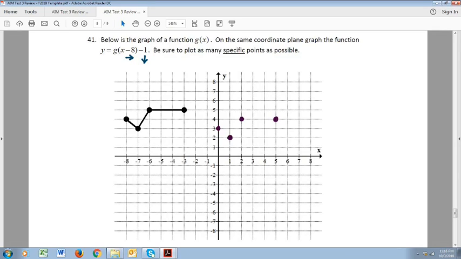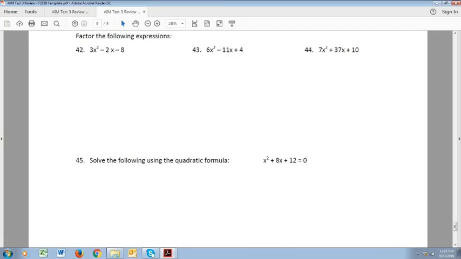And you end up with those 3 points there. And let's go ahead and draw the graph. And so that is our graph. Let's move on to 42.